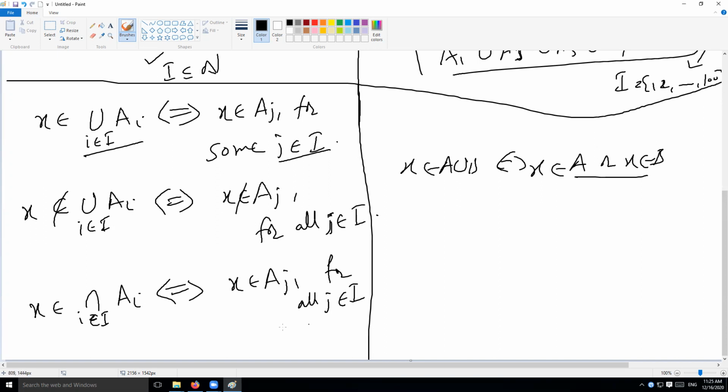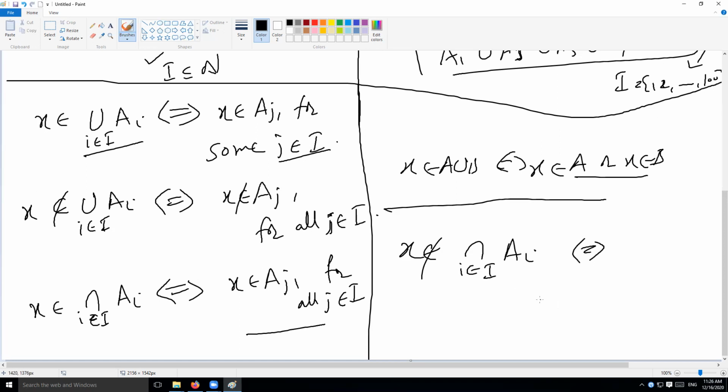So we should write this. That's a very sensible way to say it. How about if I say that x does not belong to the intersection of A_i, i belongs to I? So what does that mean? If this is not true, then there is at least one of the A_i in which x is not there. In other words, x does not belong to A_j for some j belongs to I.